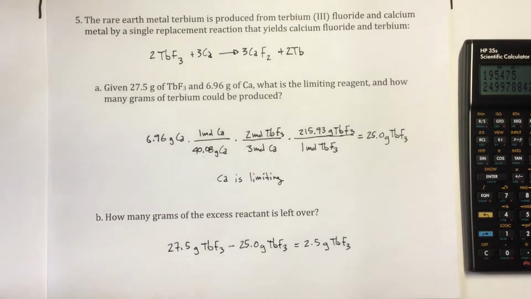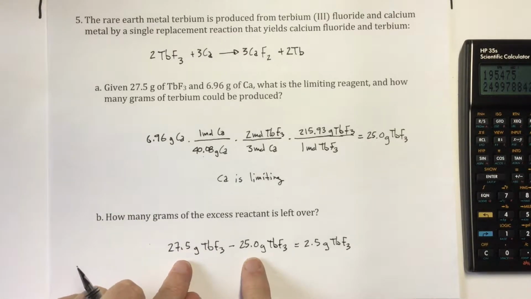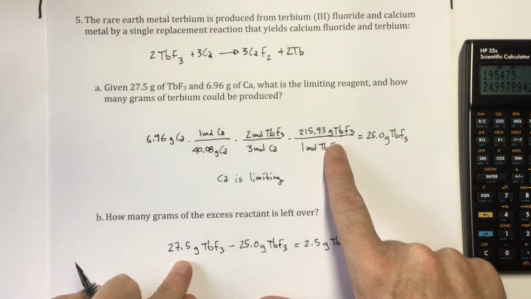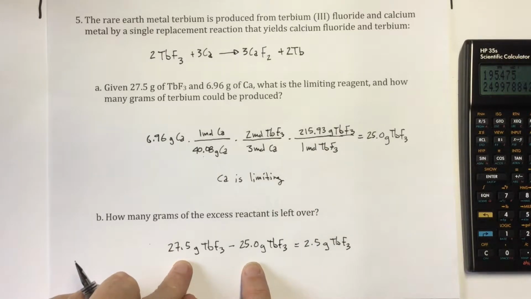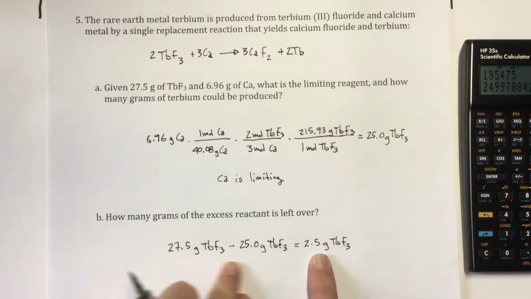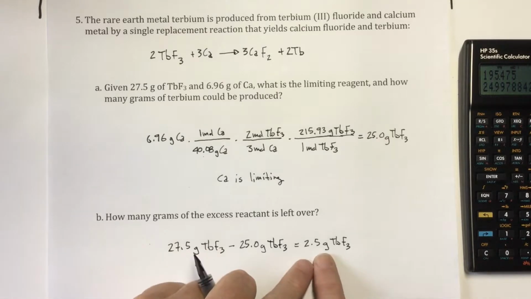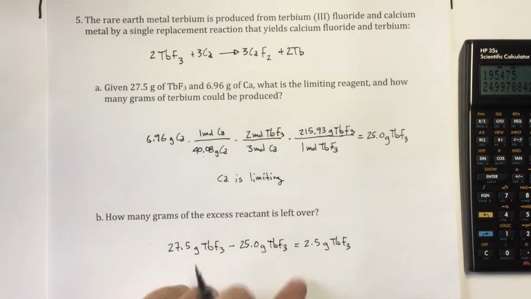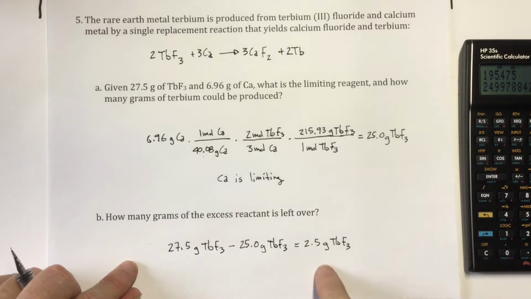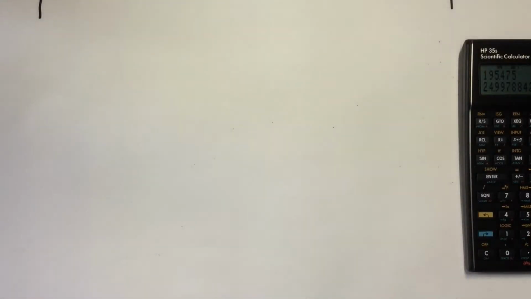Now you're thinking, wait, Mr. Bird, shouldn't you have 3 sig figs? No, because remember, sig figs behave differently when we're adding and subtracting as compared to when we're multiplying or dividing. When I'm adding or subtracting, I just need to make sure I have a number of accuracy past the decimal place that matches the least accurate number that I'm adding or subtracting. Both of these numbers just have one number after the decimal place, so my answer should just have one number after the decimal place. So how much of the excess reactant is left over? 2.5 grams of terbium fluoride. Splendid. Number 5 is done.